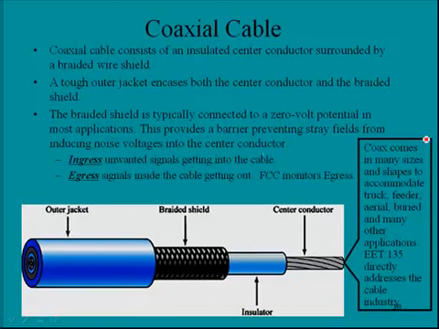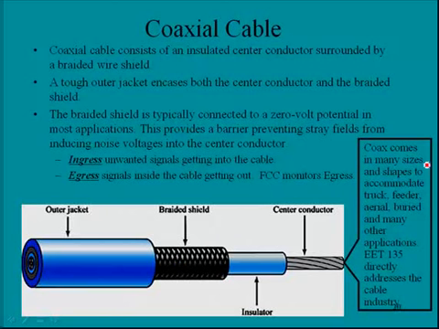It's not addressed in your book, but there are a couple of things that influence cable. One of them is ingress, and this is unwanted signals getting into the cable, which hopefully the braided shield will prevent. Also, there is egress, and that is the phenomenon of signals that are supposed to stay inside the cable getting out of the cable, and the FCC actually monitors egress.